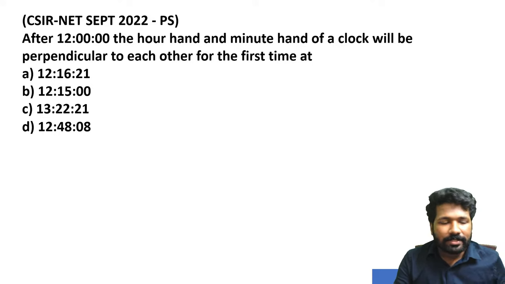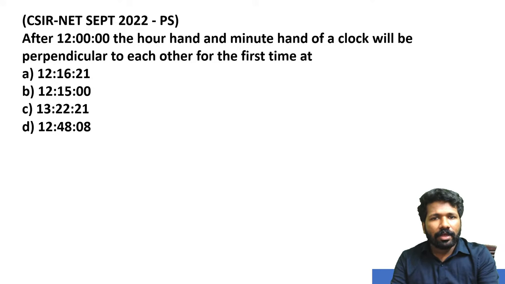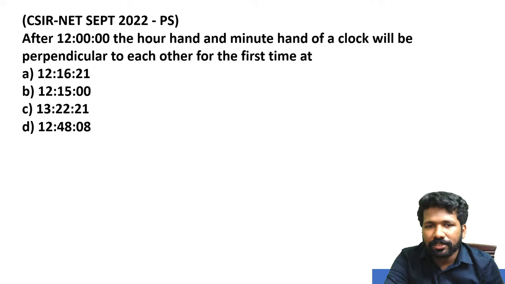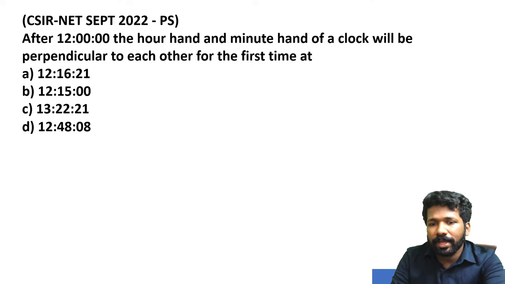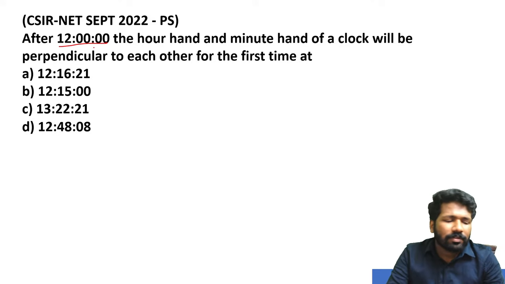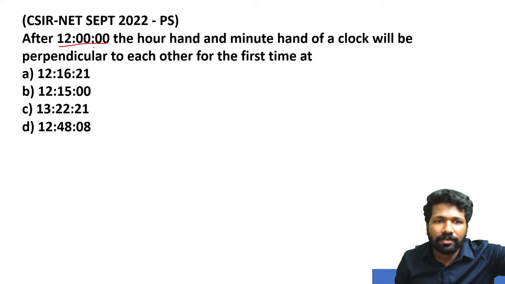Okay, some of you got an answer. Let's see whether it is right. After 12 o'clock, the hour hand and minute hand of a clock will be perpendicular to each other for the first time at. Perpendicular means 90 degrees. So at what time is it 90 degrees? That means the angle is given. After 12 o'clock means it will be 12 something, so you can consider the hour hand value as 12 itself. So this is what the question is asking. There will be some time where this angle is 90 degrees.